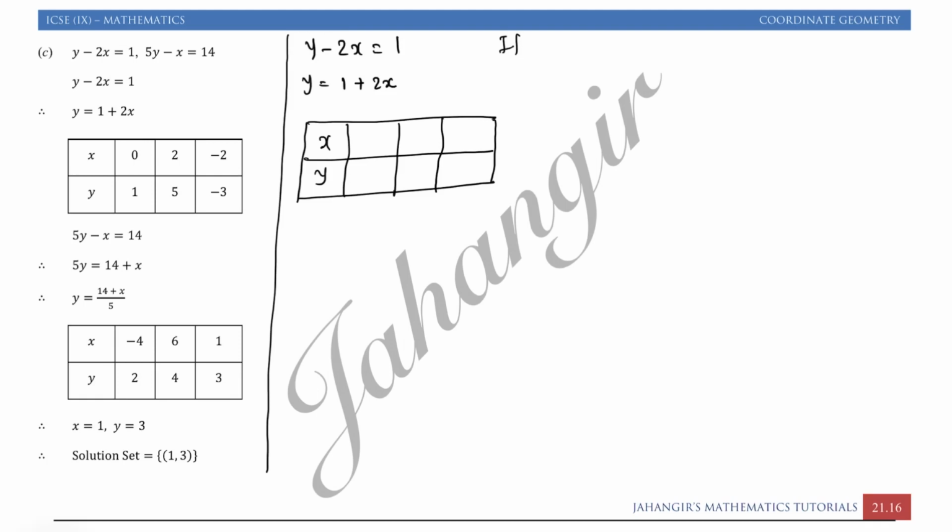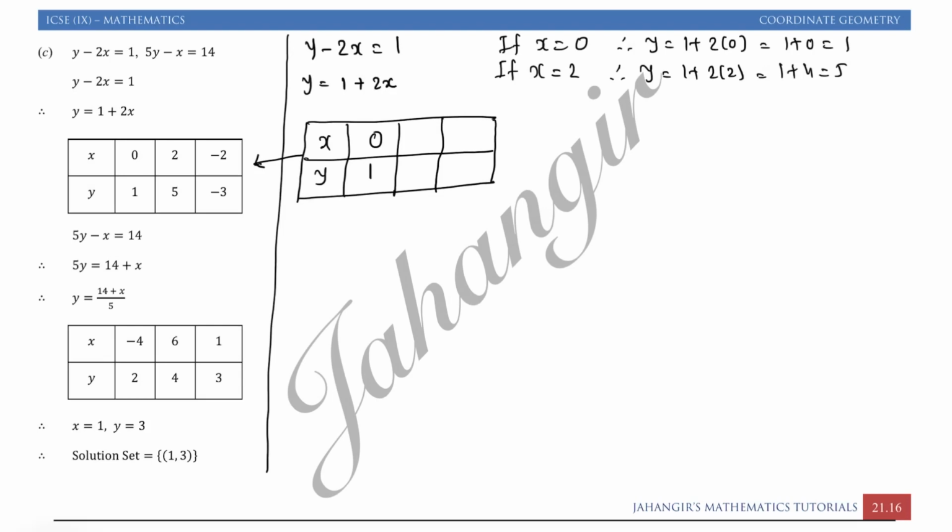x, y. We can take any value of x. So let us say first x value is 0. So therefore y value I can get as 1 plus 2 into 0, that is 1 plus 0, which is equal to 1. Second value I can take if x is equal to 2. Therefore y is equal to 1 plus 2 into 2, that is 1 plus 4, which is 5. So if x value is 2, y value is 5.